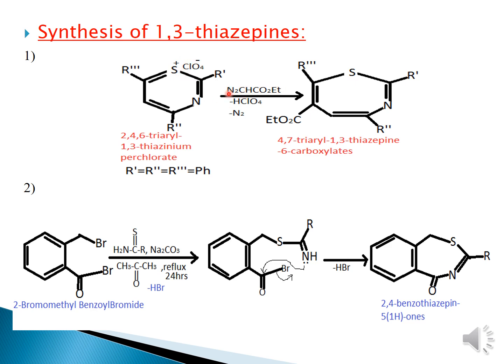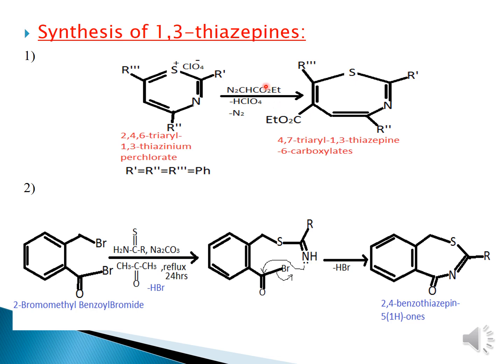and upon treatment with N2CHCO2Et, HClO4 will get cleaved out. By the cleavage of this moiety, a ring expansion reaction takes place, and then you will result in your 1,3-thiazepine-6-carboxylates. You are getting carboxylates because you are attacking with this CO2Et moiety.